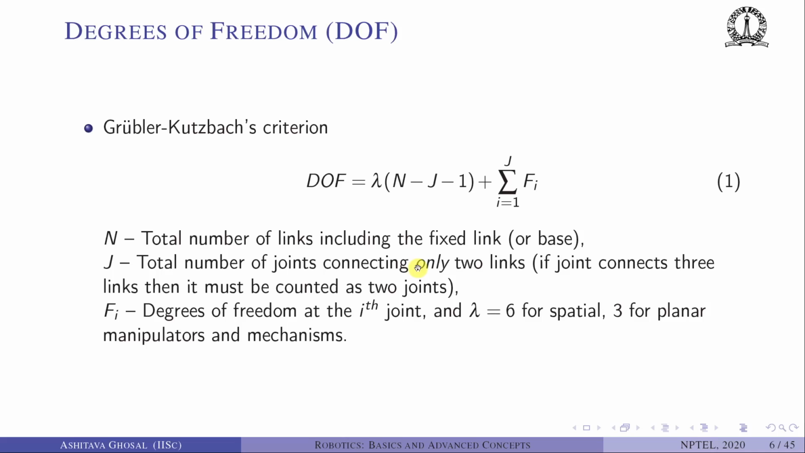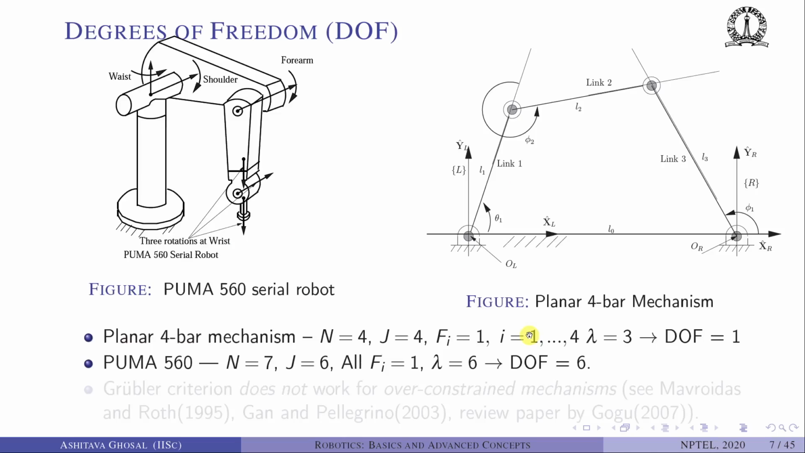j is the total number of joints, each connecting only two links. So if a joint connects three links, then it must be counted as two joints. And fi is the degree of freedom of the ith joint. And lambda is equal to 6 for spatial motion and 3 for planar manipulators and mechanisms.